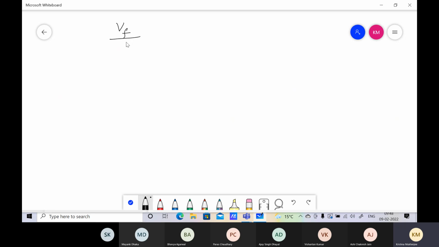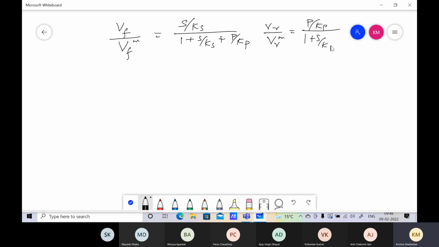As I said, Vf by Vf max is nothing but S by Ks in the same formulation upon 1 plus S by Ks plus P by Kp. And similarly, VR by VR max is also equal to P by Kp upon 1 plus S by Ks plus P by Kp.